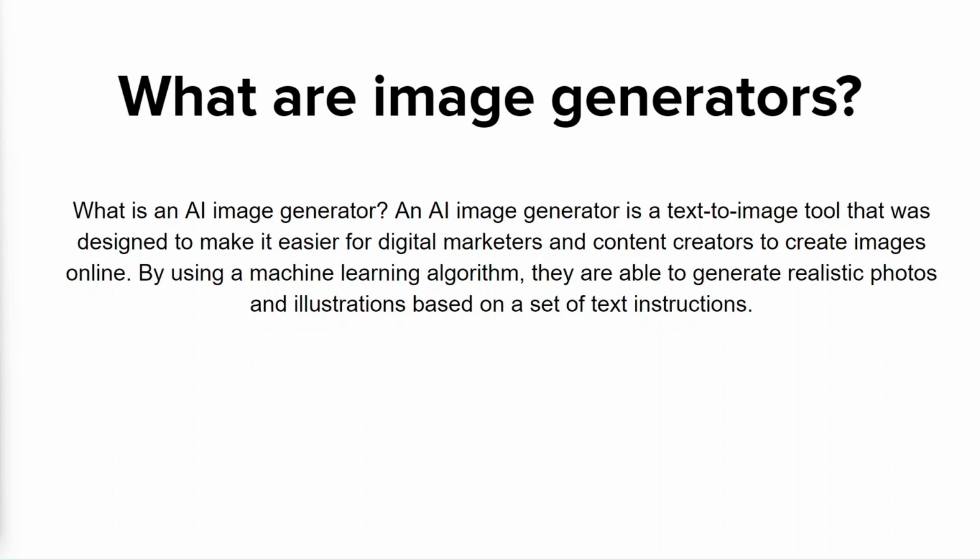By using a machine learning algorithm, they are able to generate realistic photos and illustrations based on a set of text instructions. An AI text-to-image generator often makes use of a machine learning technique called artificial neural networks that can receive input in the form of words, which it then processes to generate an image. The entire process takes a few seconds, so you can see the results of your work almost immediately.